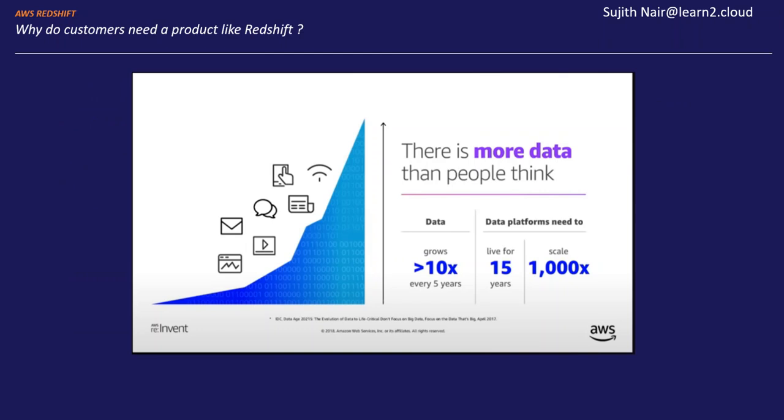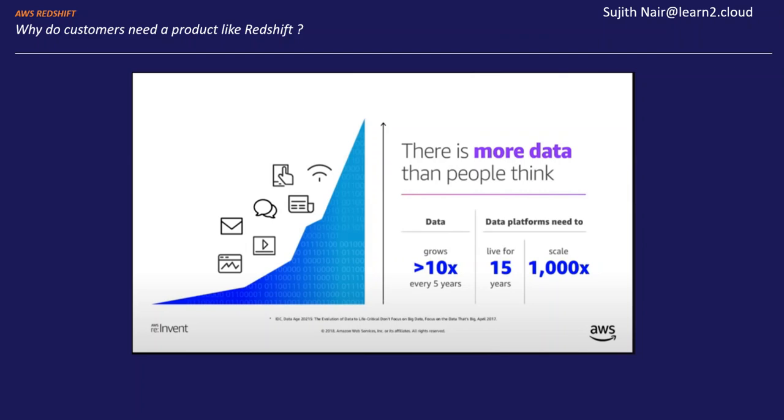So to answer that question, we need to take a look at this slide. This slide, which I have borrowed from the re:Invent of Amazon, basically talks about the rate at which data is going to grow over the years. As you can see in this slide, data grows 10 times every 5 years.